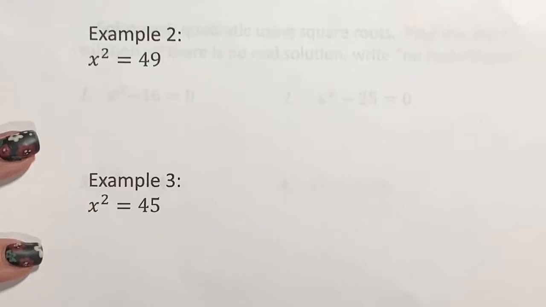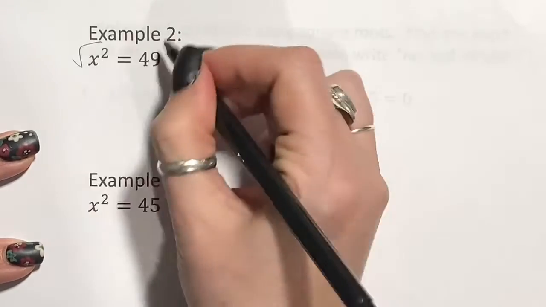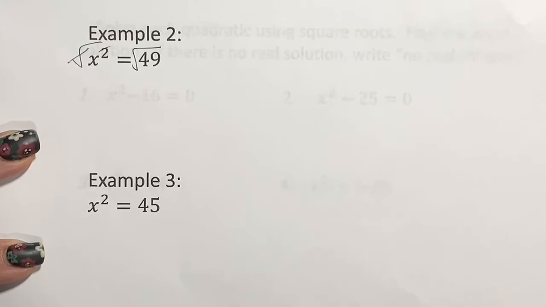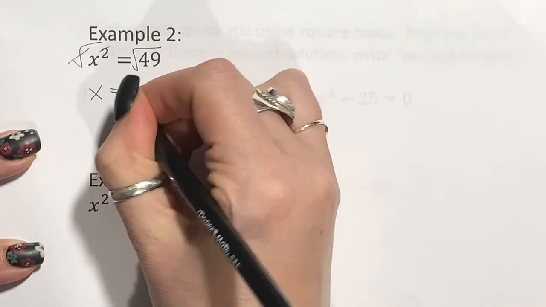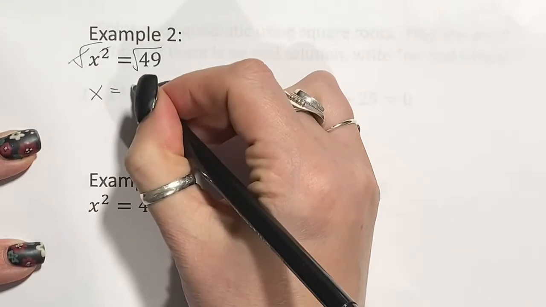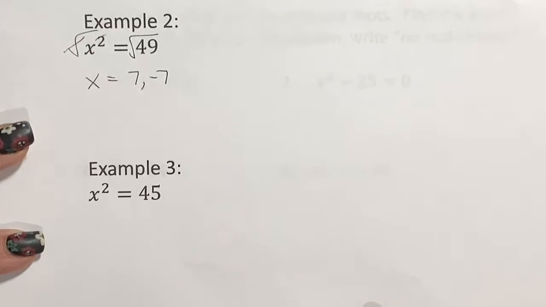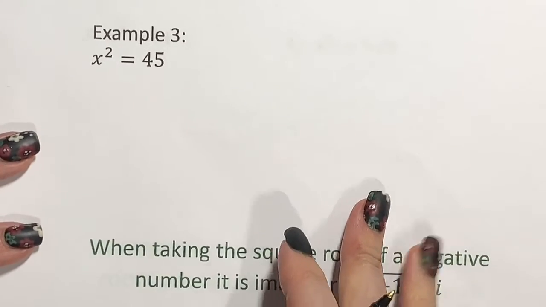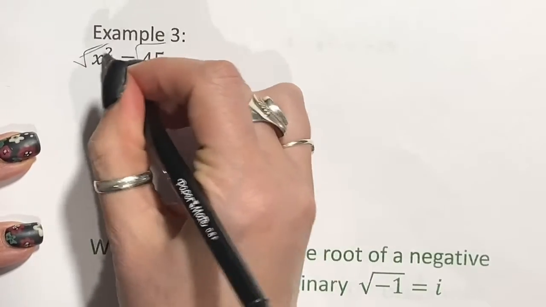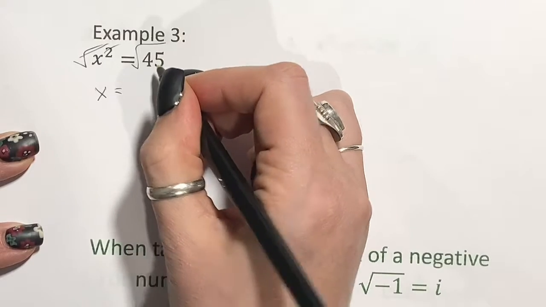So let's do this one. x squared equals 49. To solve, you're going to take the square root, since the square root is the opposite of a square and they cancel with each other, and I get my x alone. Then the square root of 49, hopefully you guys have these memorized, is going to be 7 and negative 7. Okay, so that was an easy one because it was a perfect square. Let's do this one. Again, we're going to take the square root to get rid of that square. Those cancel with each other, and we get x equals the square root of 45.